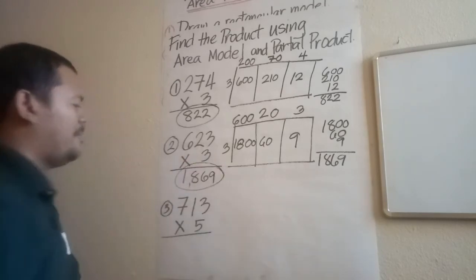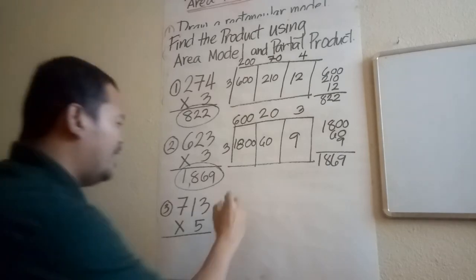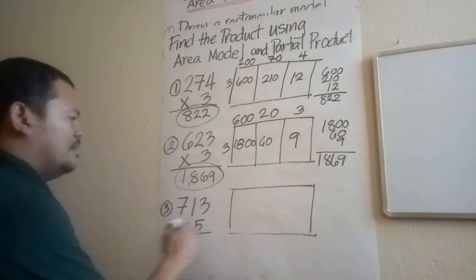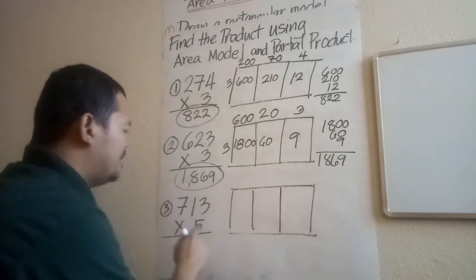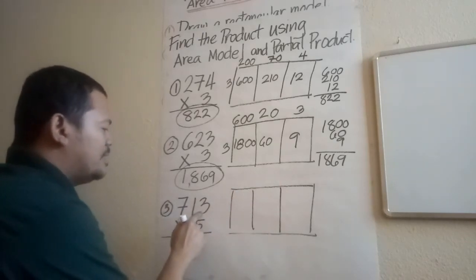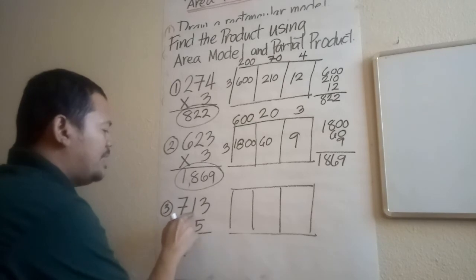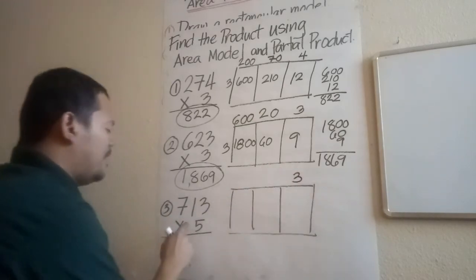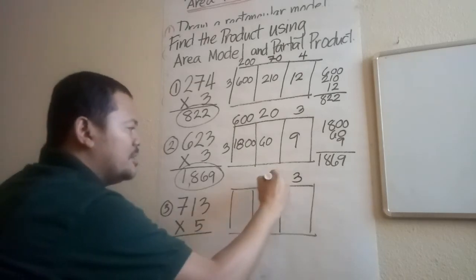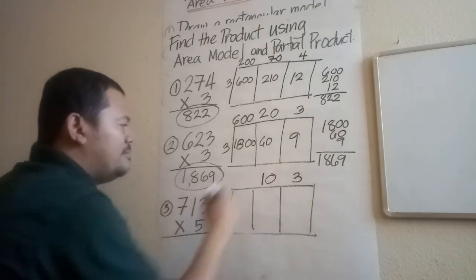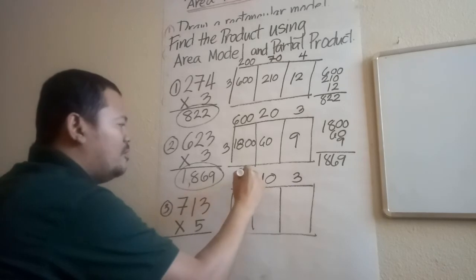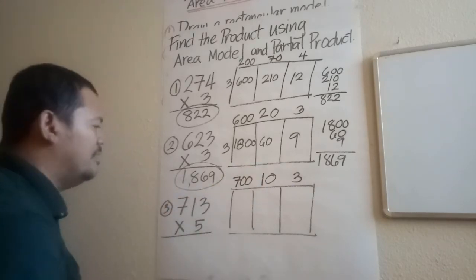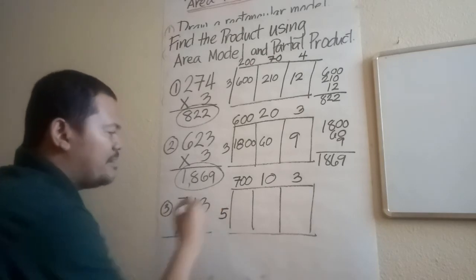Here we go. Lastly, number 3. Ones, tens, hundreds. Ones for 3. Tens for 1, 0. How many zeros in hundreds? 2. 1, 2. Write 7. Okay? Now, multiplier 5, write it here.